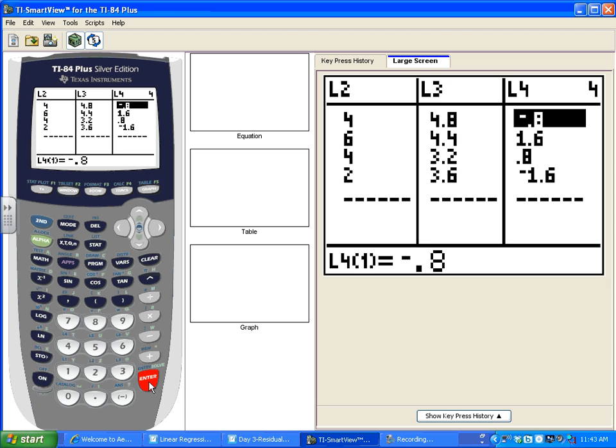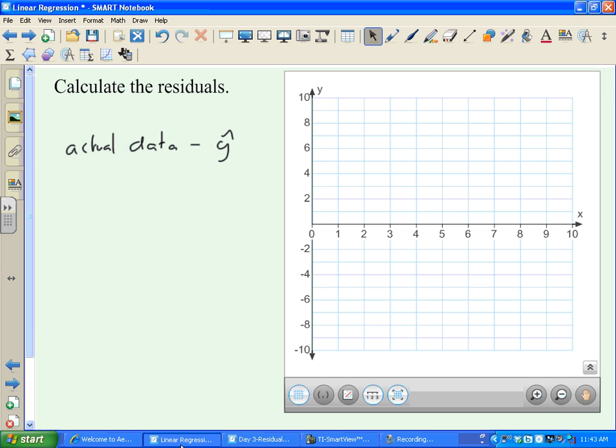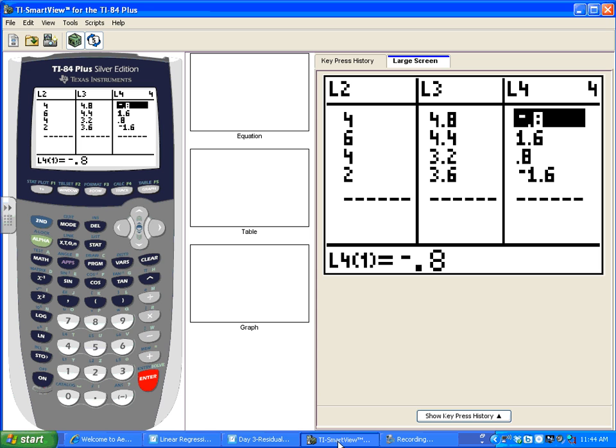Next thing we're going to do. It said calculate residuals. We've already done that in our calculator. Do you agree our residuals are sitting in there in the calculators? All right. We can create a residual plot, a plot of the residuals. Our residuals are sitting in list 4, aren't they? Does everybody agree with that?